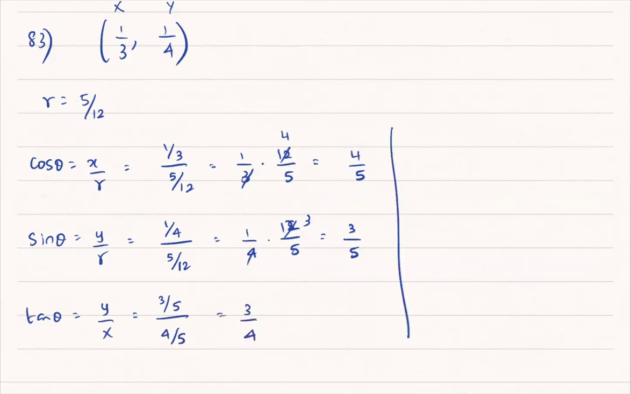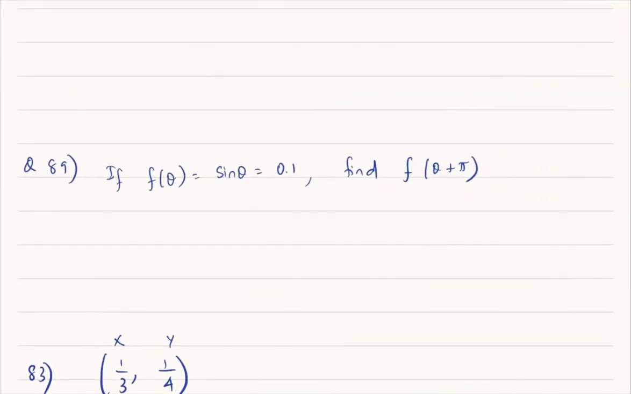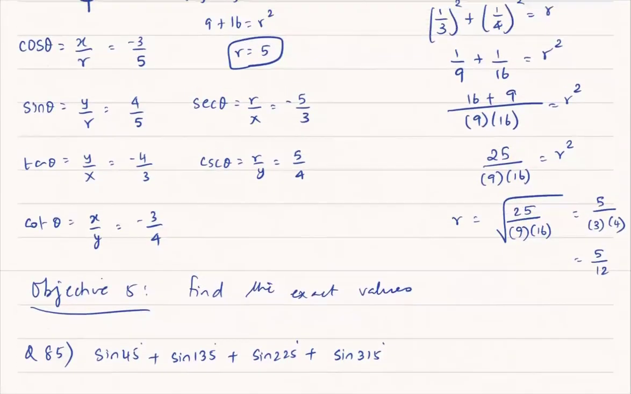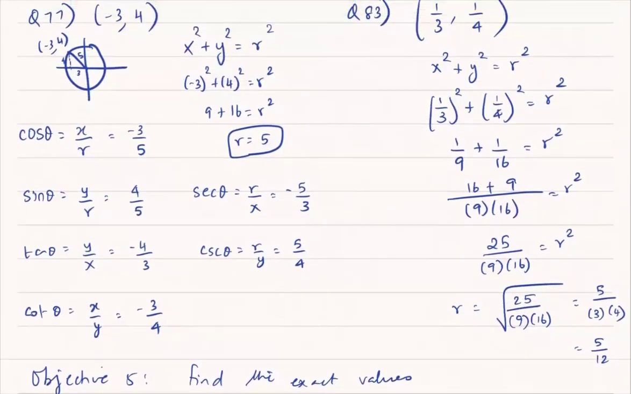Now that you have these, you can write secant is the reciprocal of 4/5, which is 5/4. Cosecant, reciprocal of 3/5, 5/3. Cotangent, reciprocal of 3/4 is 4/3. I'll show you again how I found r. You do x squared plus y squared is r squared, and then you simplify it.